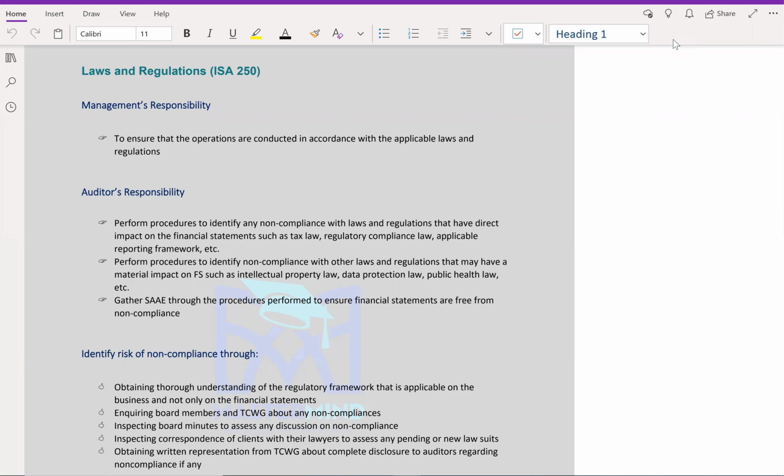Management's responsibility related to laws and regulations, what is it? To ensure that the operations are conducted in accordance with the applicable laws and regulations. Not just the operations, everything. All right. All business transactions are conducted within the domains of laws and regulations.